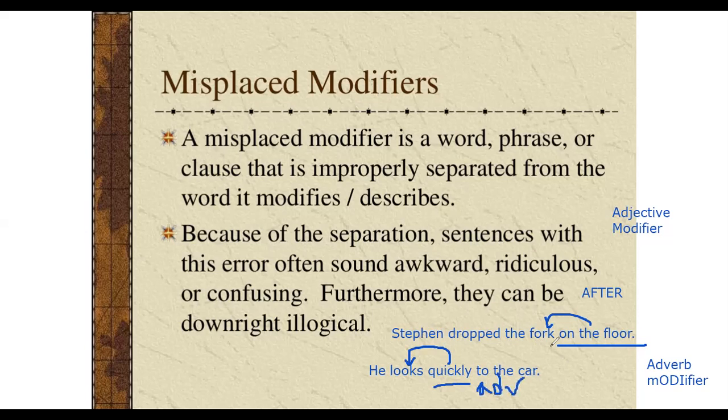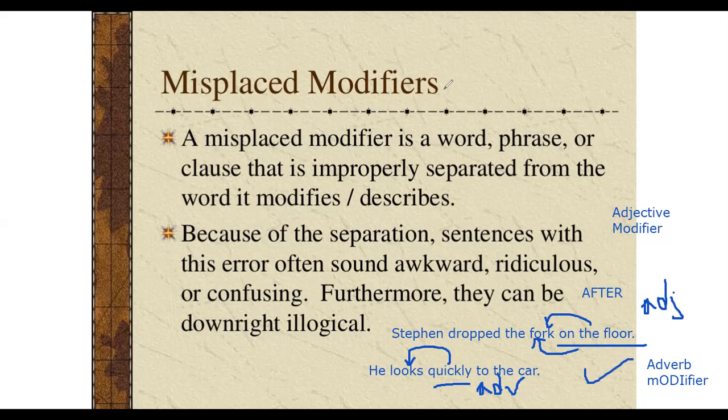But here, when I say he dropped the fork, where? On the floor. On the floor here describes a noun. So that's why I will call it an adjective modifier. So usually the modifier comes immediately after the word that it's describing. When you do it in this way, it's correct.